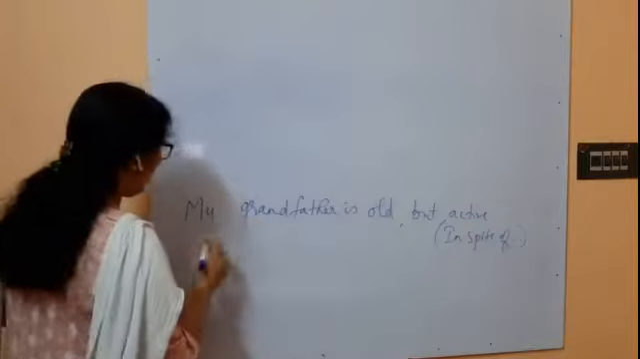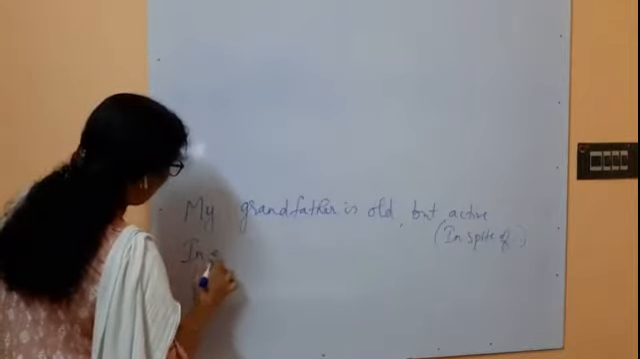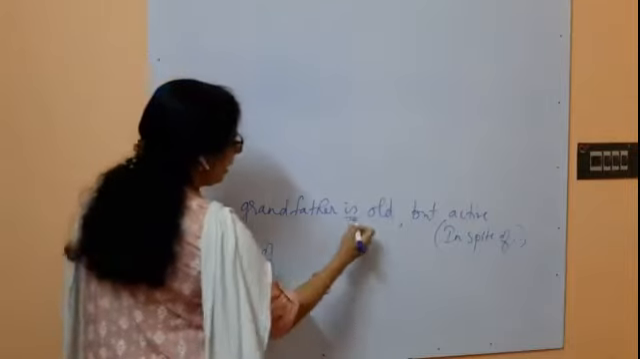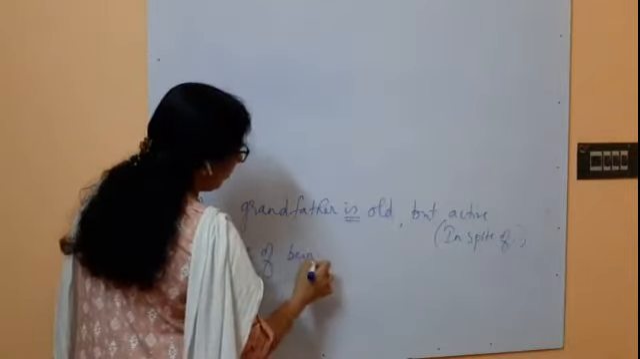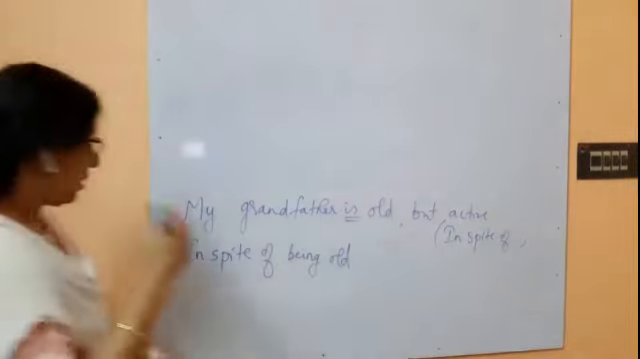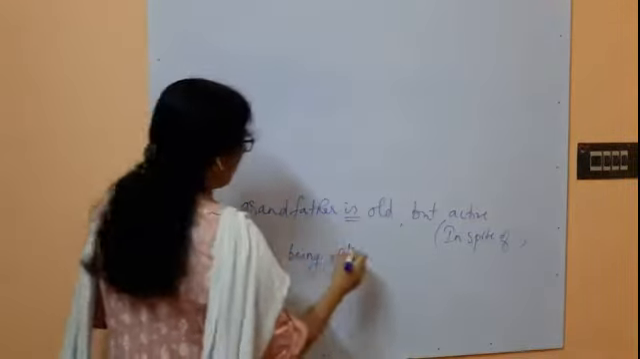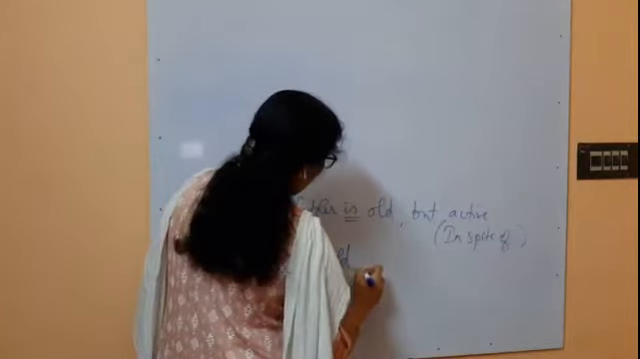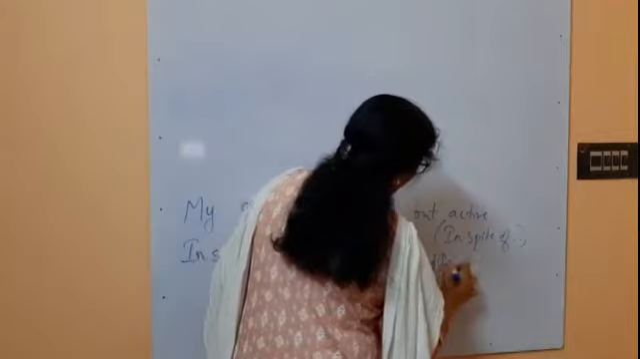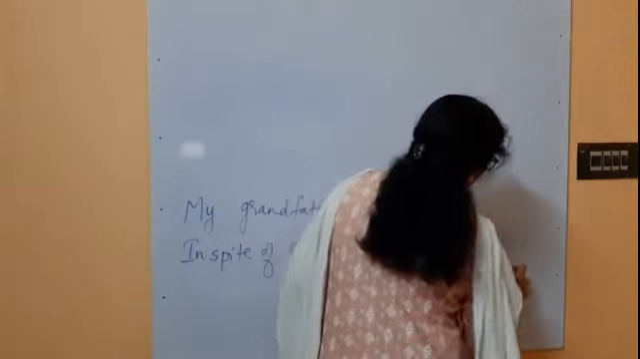Contradictory statement only. And when you are beginning with "in spite of," the -ing form is there. So "being." In spite of being old. Okay, so the be form you have to use here. In spite of being old, my grandfather is active.